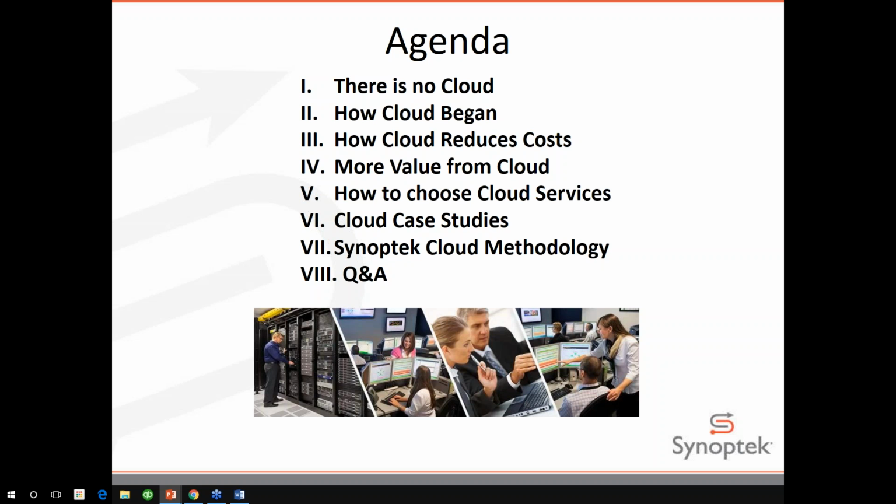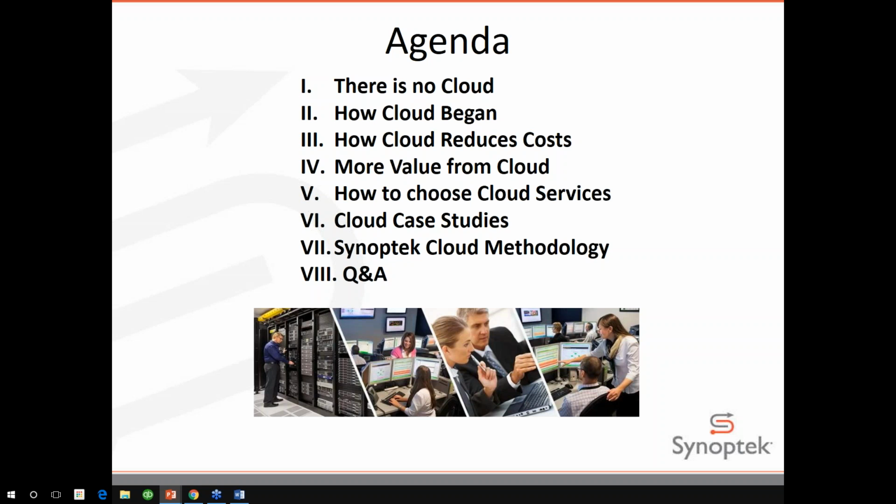So in today's presentation, we're going to start off by talking about the fact that there is no cloud. And once we've proven that there is no cloud, we're going to talk about how that non-existent cloud began. How did cloud become the phenomenon that it has been for so many years now? We'll then focus in on probably the most important issue for anybody on this session today. How do I save money? How do I reduce costs using cloud computing strategies? Once we've covered that, we'll focus in on other ways to get more value from cloud computing.